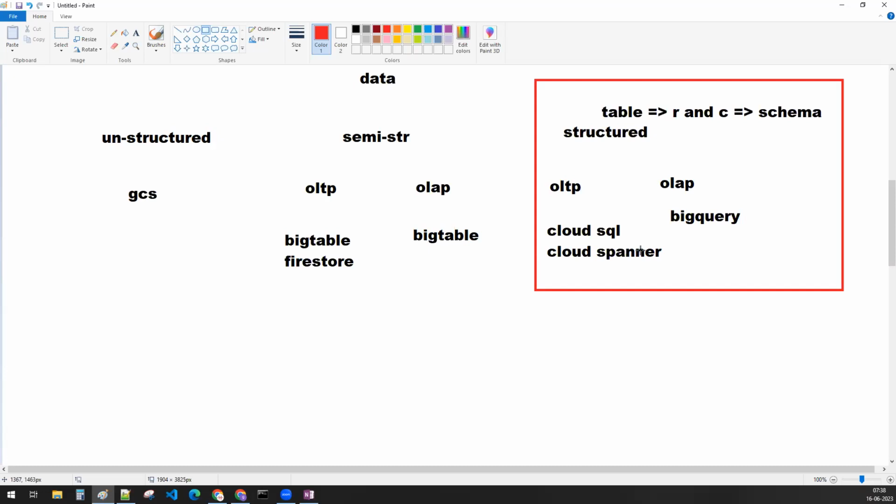So as soon as you do not know the data, you can directly store it in a GCS file. Whether it is unstructured, semi-structured, or structured data, you can store it in GCS. And when you have semi-structured data, you can go to Bigtable and Firestore. So as per our requirement of the data, we will be able to store the data in different formats. So we will be starting our topic with GCS.